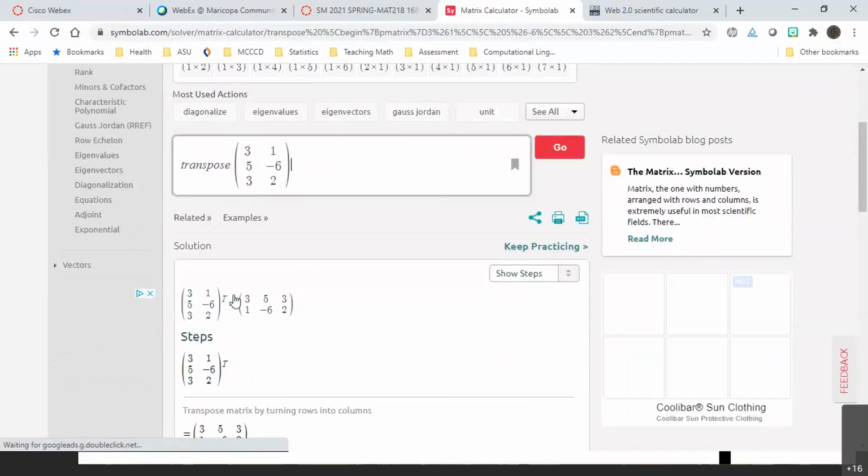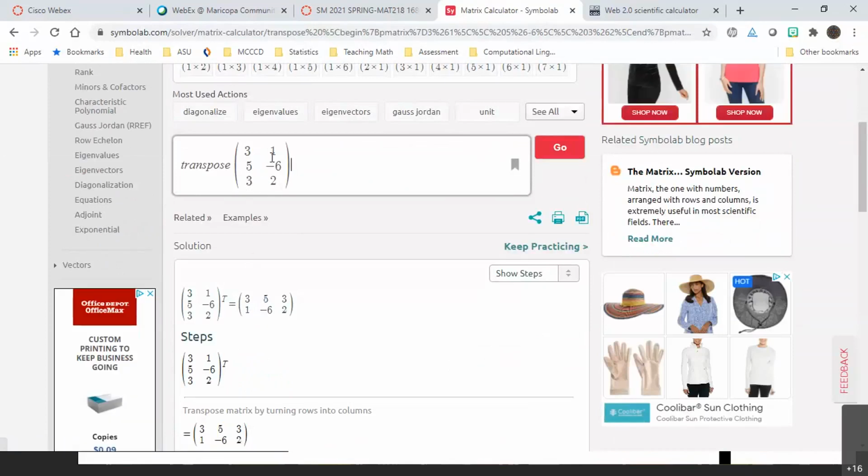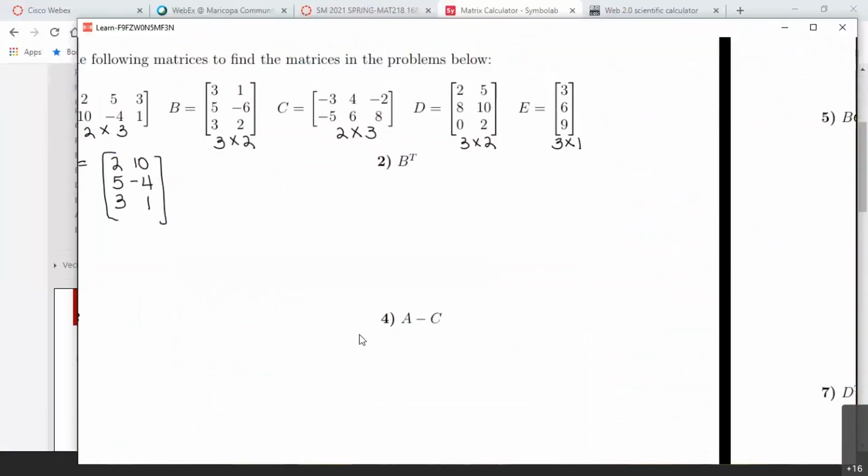Again, you can see 3, 5, 3 is now the first row. 1, negative 6, 2 is now the second row. So that's how you do it with the calculator. The others, again, let me just put that in here really quick.